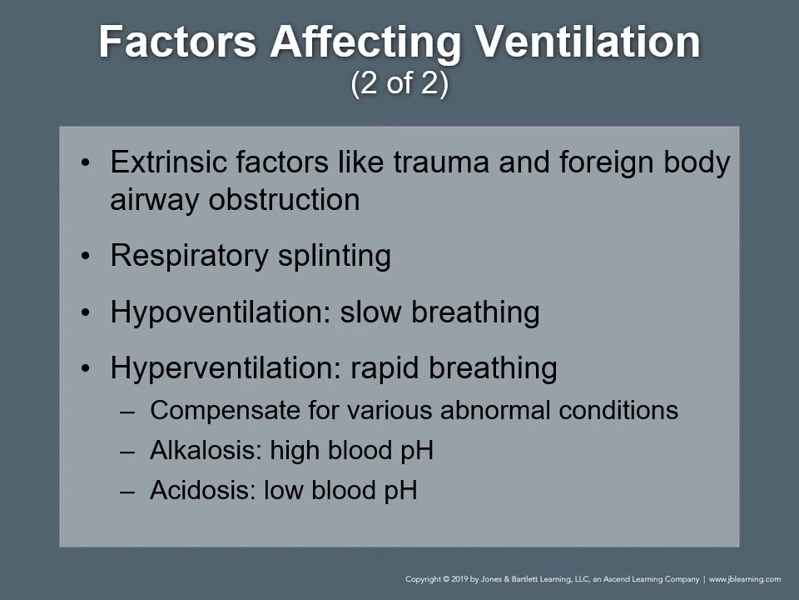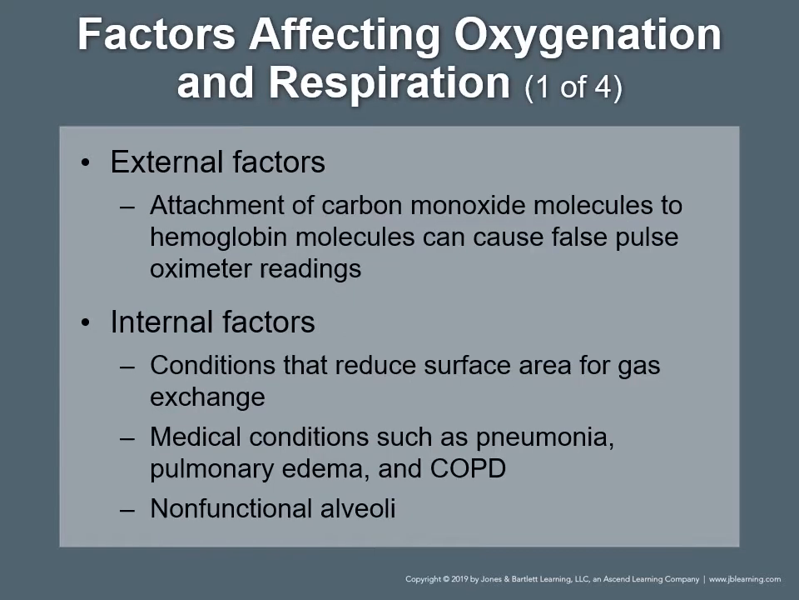Alkalosis is high blood pH. Acidosis is low blood pH. Decreases or increases in minute volume can result in problems with carbon dioxide levels in the blood. Refer to Table 11.3.